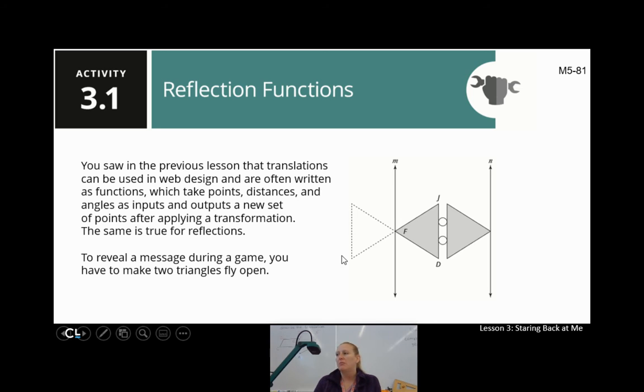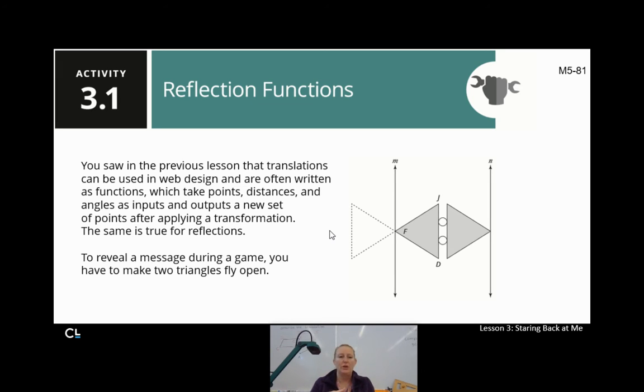So you've seen in previous lessons how you can do translations in web design, right? How you can be like, I'm going to make this arrow fly across the screen. And they're often written as functions, which take points, distances, and angles as inputs, and output a new set of points after applying that transformation. Well, just like we did that for translations, the same is true for reflections.